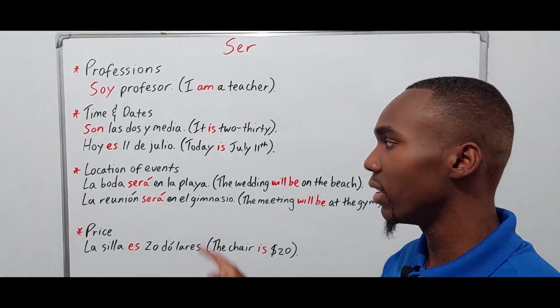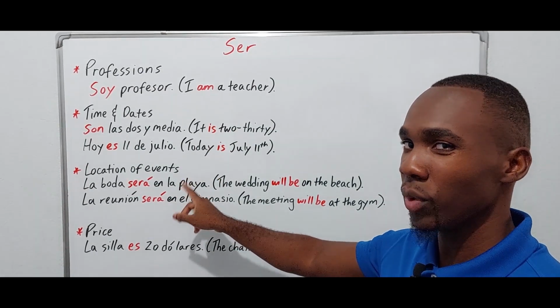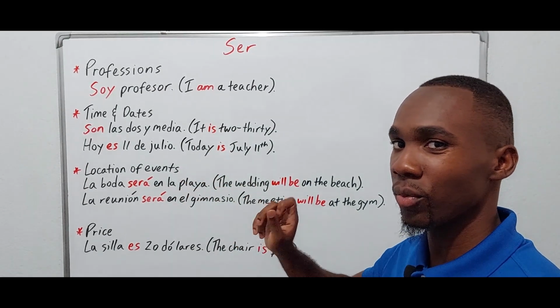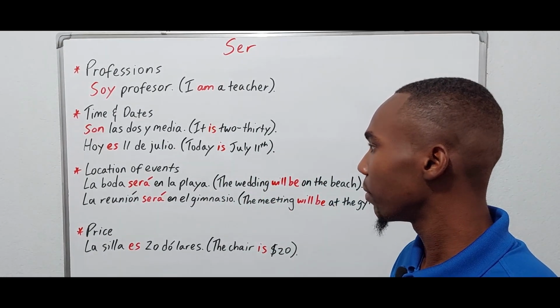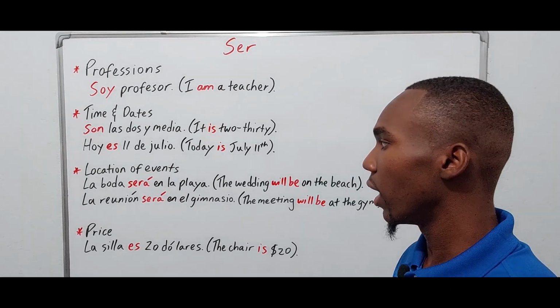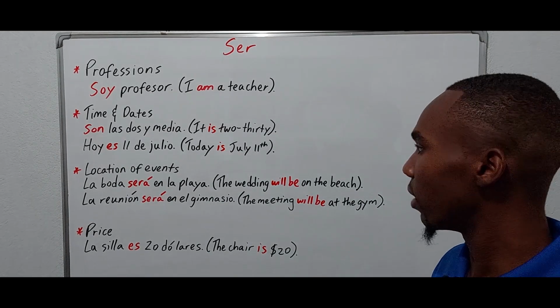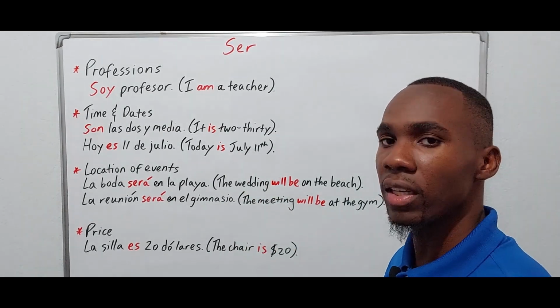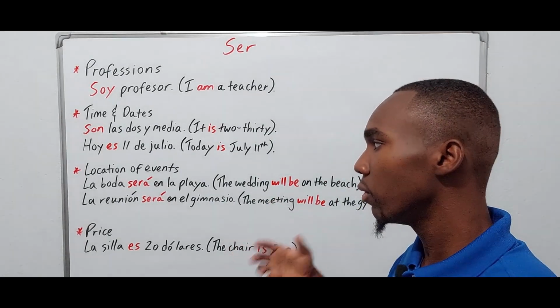Location of events, and this is something that will come up with estar, okay? So we will come back to location when we get to estar. La boda será en la playa. The wedding will be on the beach, okay? La reunión será en el gimnasio. The meeting will be at the gym. So anytime we want to give the location of an event, we use ser.